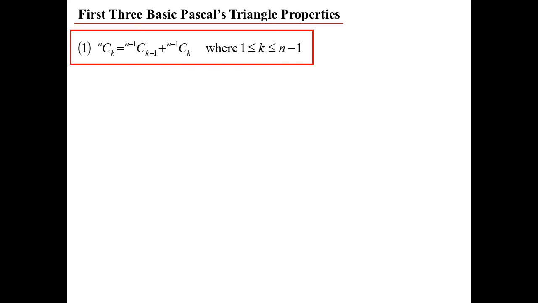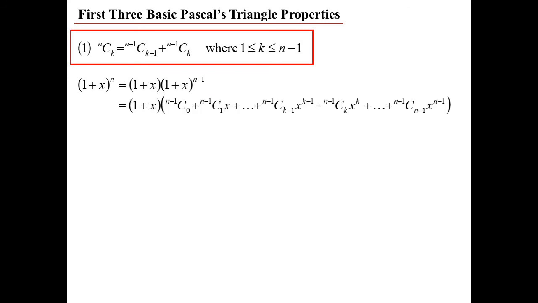Let's do a proof of it. So (1 + x)^n is (1 + x) times (1 + x)^(n−1). The (1 + x)^(n−1), I now know I could expand out to be (n−1)C0 plus (n−1)C1 x, and so on and so on. Somewhere in the middle, there'd be 2 terms: (n−1)C(k−1) x^(k−1), and (n−1)Ck x^k.